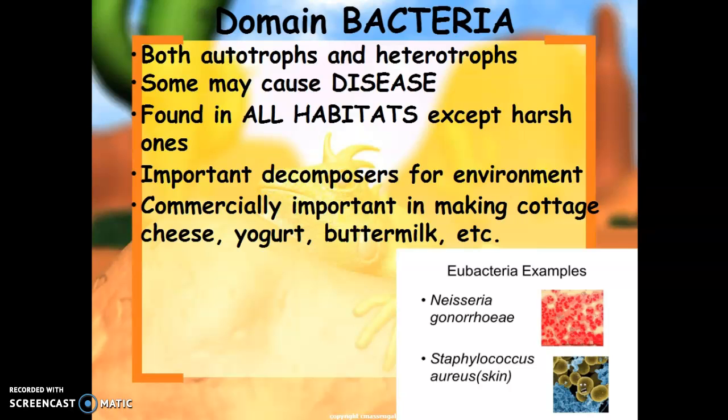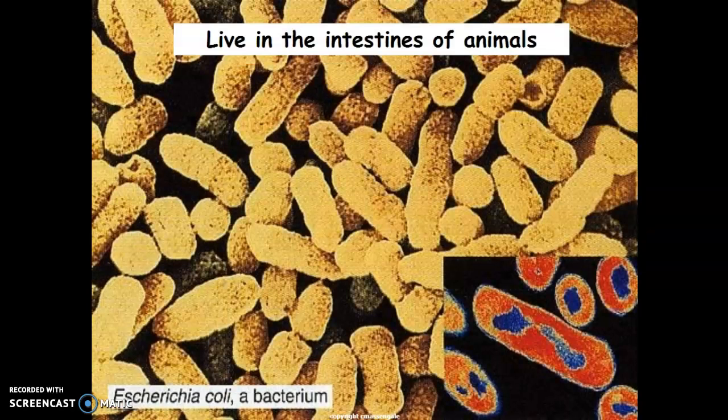And here are some examples of domain Bacteria. Staphylococcus aureus. Notice the scientific term, the binomial nomenclature. Staphylococcus is capitalized, aureus is lowercase, and both are italicized. Another example, we know it as E. coli, but it's actually Escherichia coli. And again, notice how the scientific term is written.